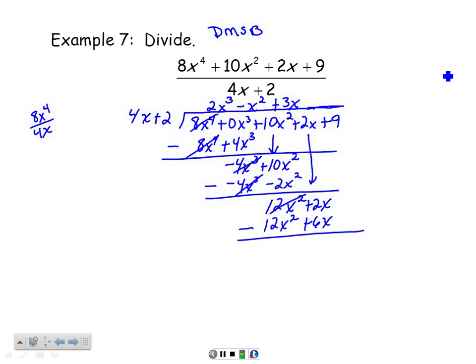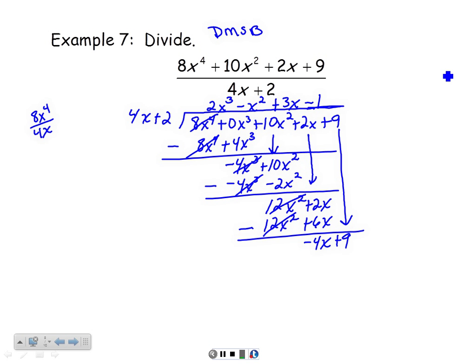Subtract. These two go away. 2 minus 6 is going to give you negative 4x. And last number to bring down is that plus 9. Okay, divide one last time. Negative 4x divided by 4x is going to give you negative 1. Multiply that negative 1 around.